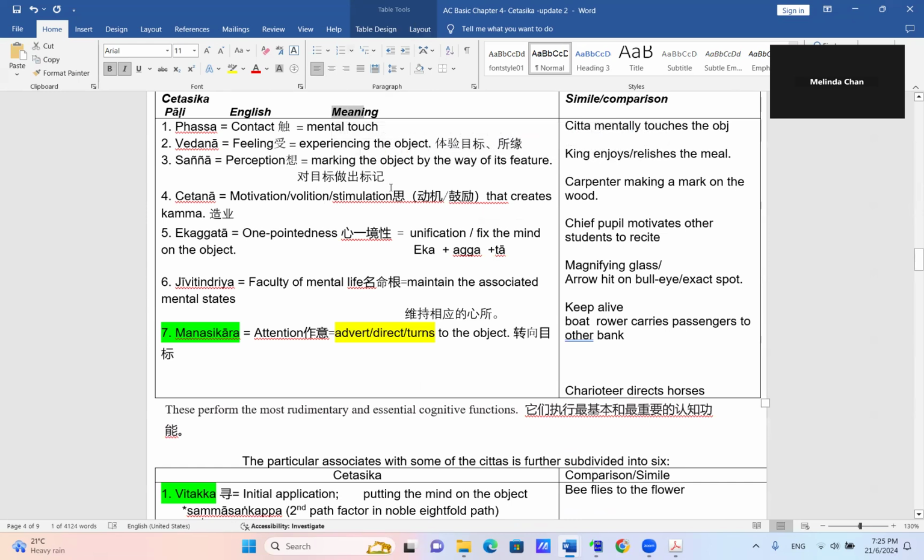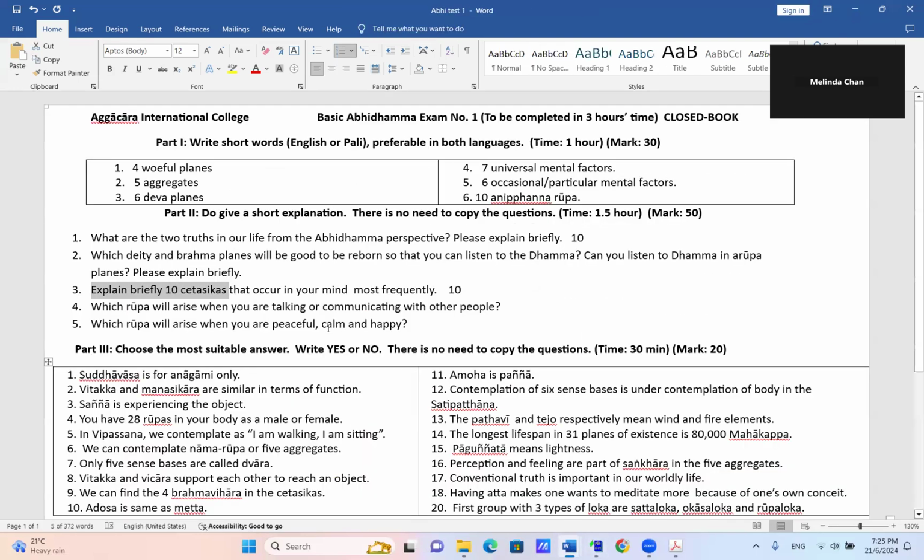Experiencing object. Cetana, motivation, create karma. Ekagata, unification of mind. Jivindriya, maintain the associated state. So you need to give me the meaning here. And the example here, I did not ask for it, but if you want to write, it's not a problem for me. But basically, you need to give me the Cetasika and then the meaning. All right. So you just need to minus your mark accordingly.